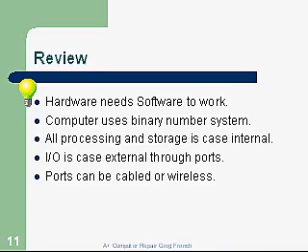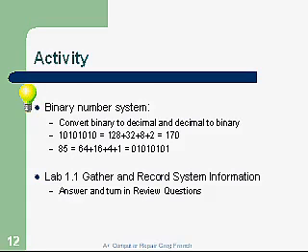Activities. We're going to do a binary numbering system activity. We're going to convert binary to decimal and then decimal back to binary. Here's a couple of examples. 10101010, that would be 8 bits or 1 byte. Looking at the values here, the first one here on the left has a value of 128. The second one would be 64. The next one 32, then 16, 8, and 2. If we add up the ones that are set with these values, we come up with 170.